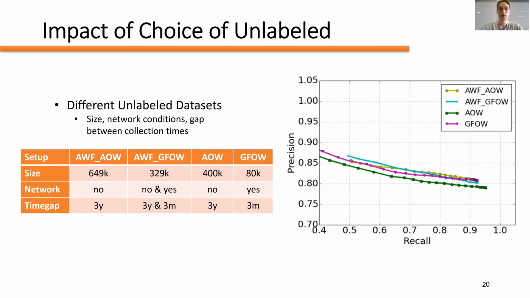Finally, we evaluated the effect of using different data sets as the unlabeled data to train our GANDALF model. We select data sets that vary in size, network conditions, and collection time to evaluate their effects on the performance of our model. We saw that generally the model performed better with the unlabeled data of a larger variety, yet overall the effect on performance is small.